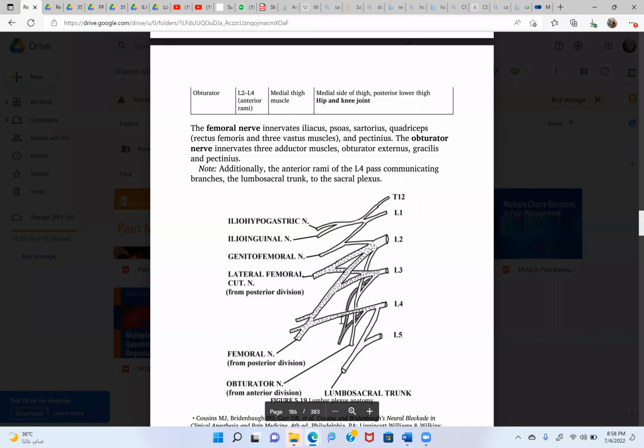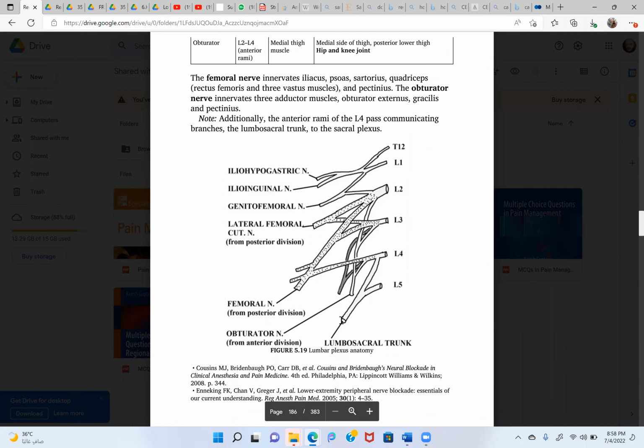That's the knowledge which you should be knowing. You should be knowing the muscles, muscle groups, and the innervation of the joints. If you want to understand regional anesthesia, you should be doing this.